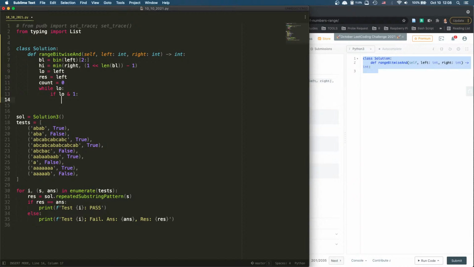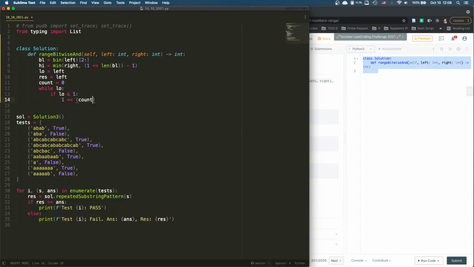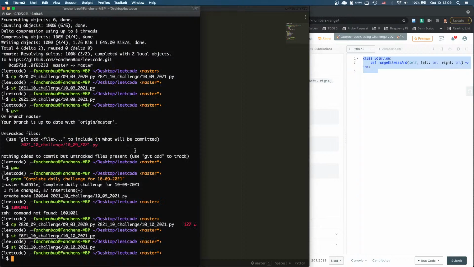Then what we need to do is 1 left shift, count plus 1, right? This value we need to do left. Oh, is it left plus this value? It's not left plus this value. It is left plus... Hold on. It's a left plus this value. It's not left plus this value. It's the mask. Right, it's the mask plus this value.